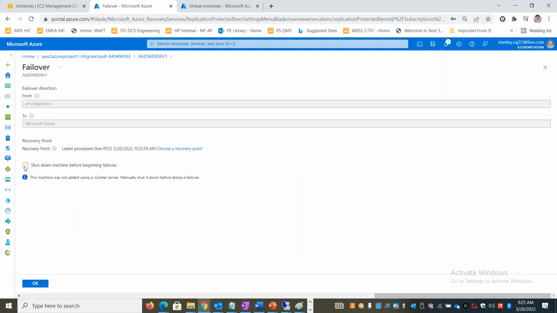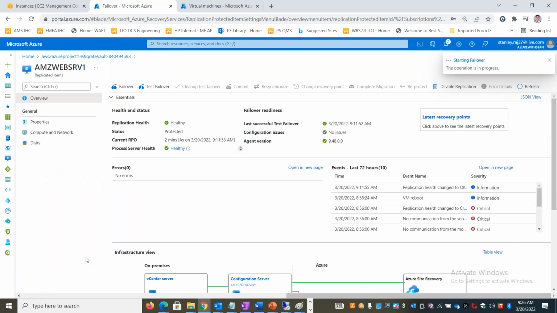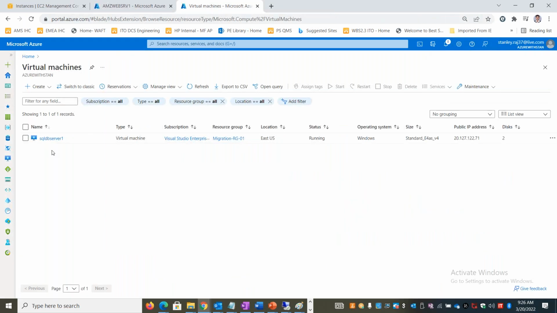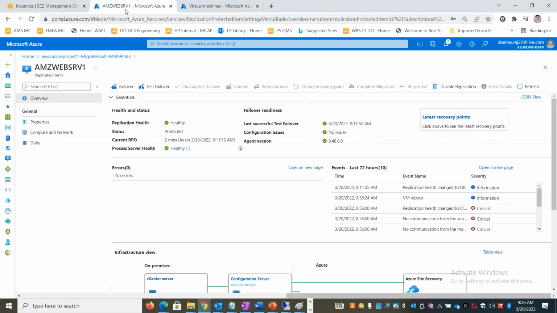Okay, this option will not be enabled because this is the AWS VM. We don't have access. We can go and manually power it off. Okay, so let's say okay. And now we are actually doing the real failover. Now the machine that will get created will have the exact same name as the source AWS machine. Okay, it will not have a hyphen test or any kind of suffix now.